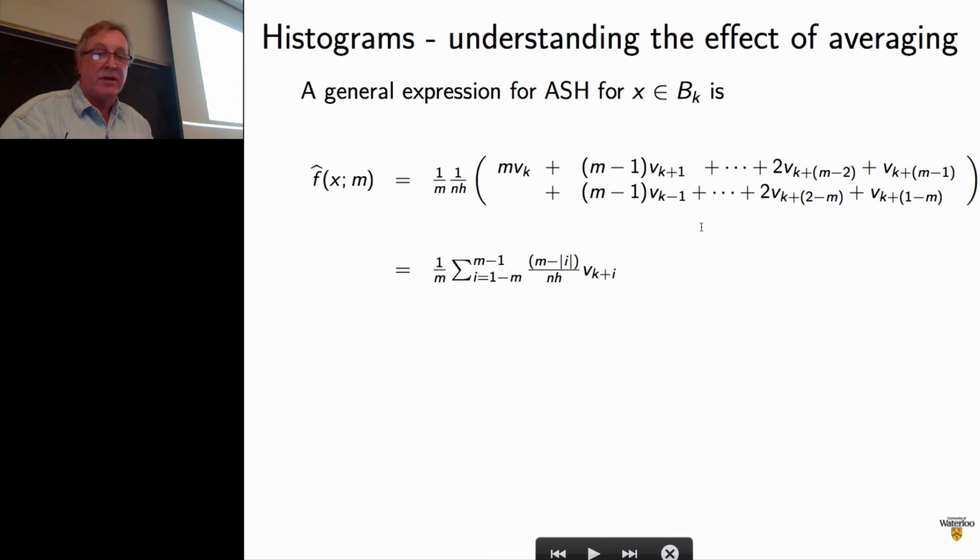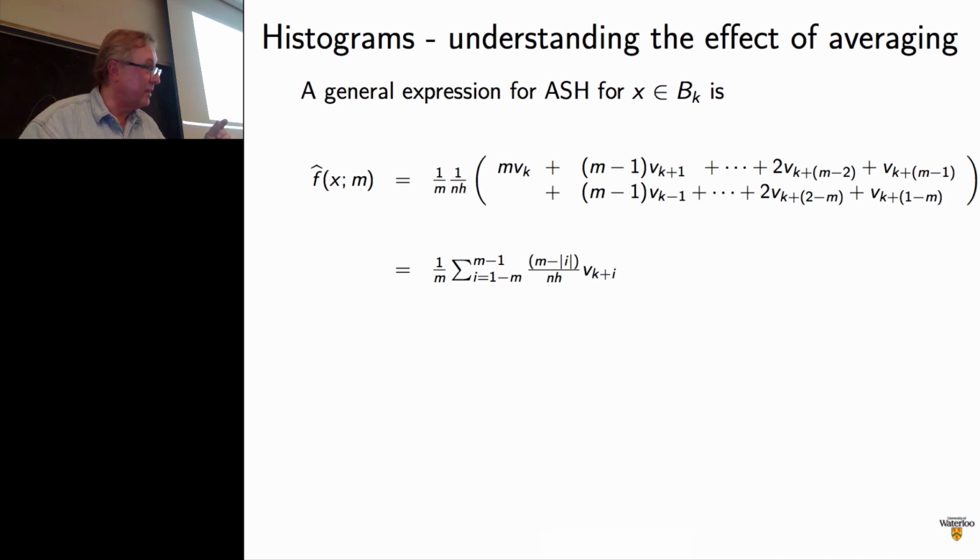So that's just another way of writing what we've got here, is that I've got this sum of these little counts. I'm interested in the kth position, the kth tiny bin, and I'm looking at what seems to be a weighted average of those little counts. Okay? These look like little weights. M minus the absolute value of I over NH will give you these values. Okay?